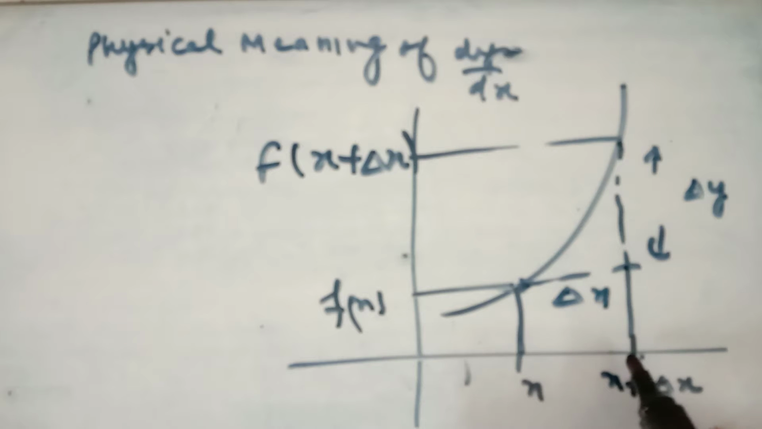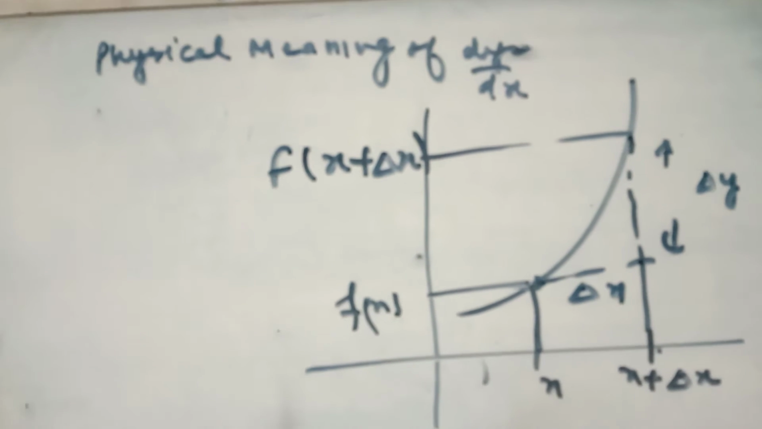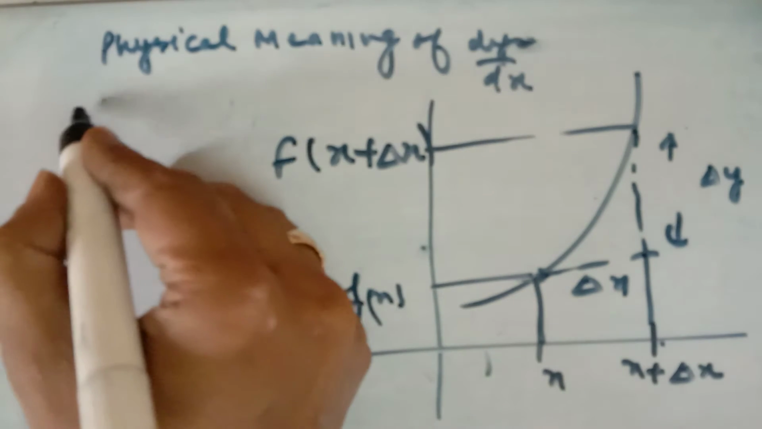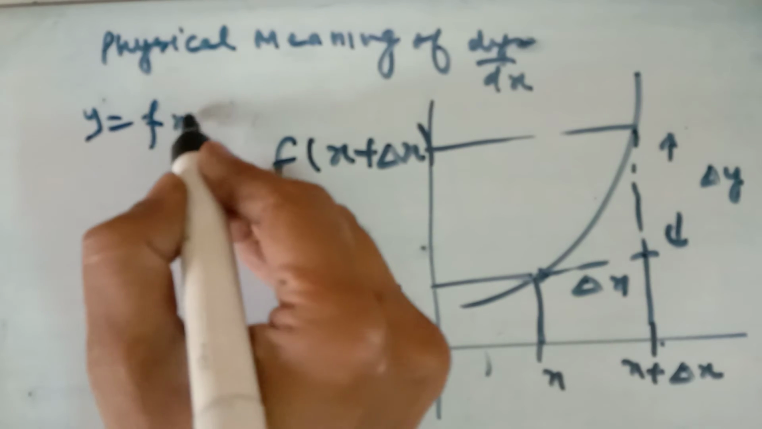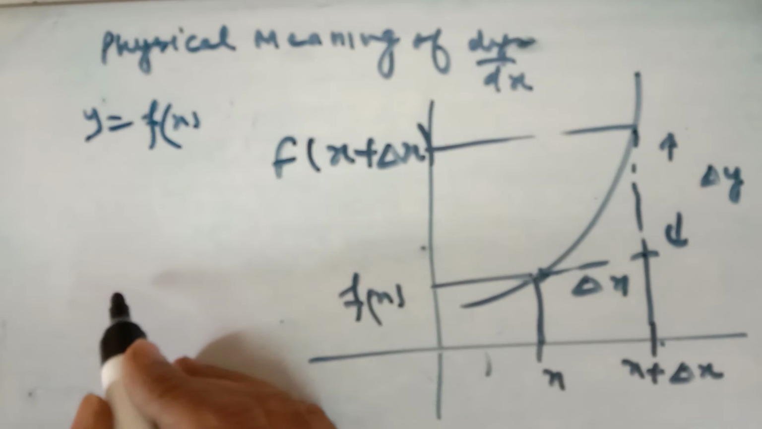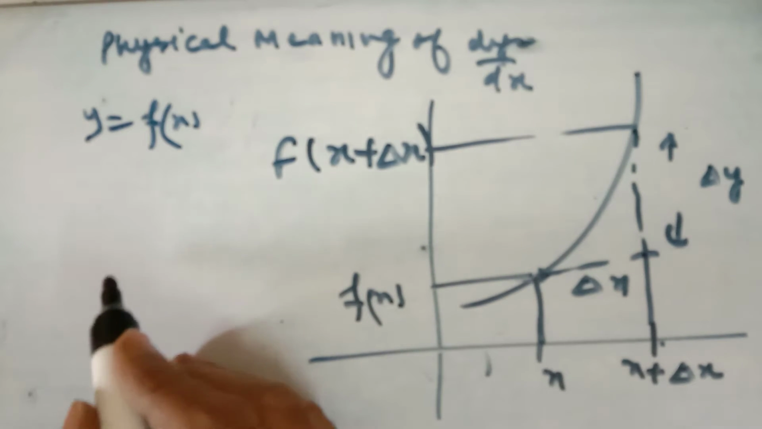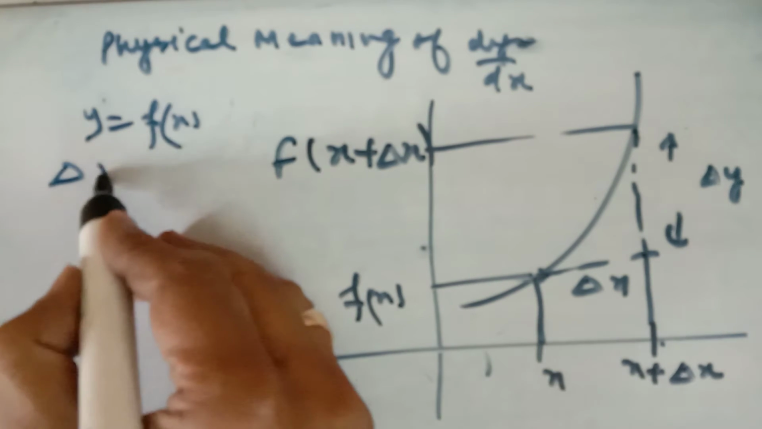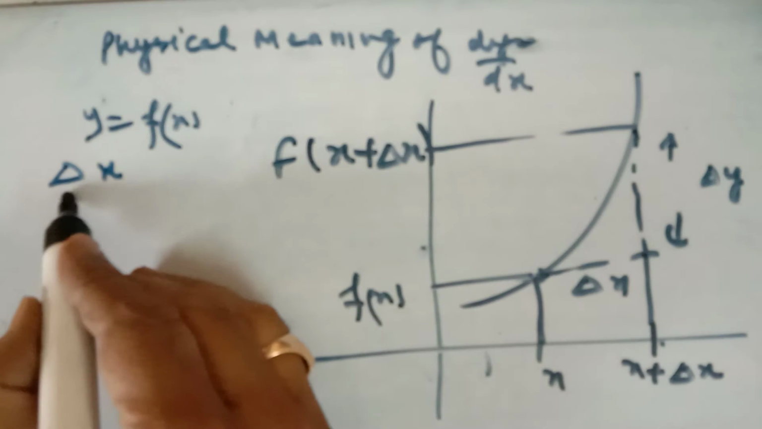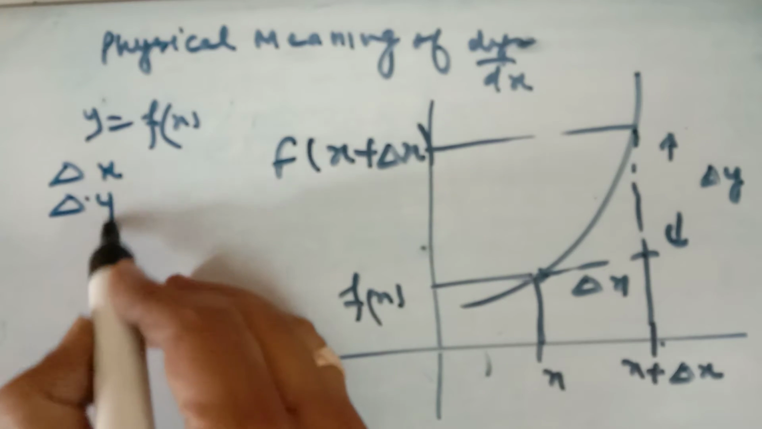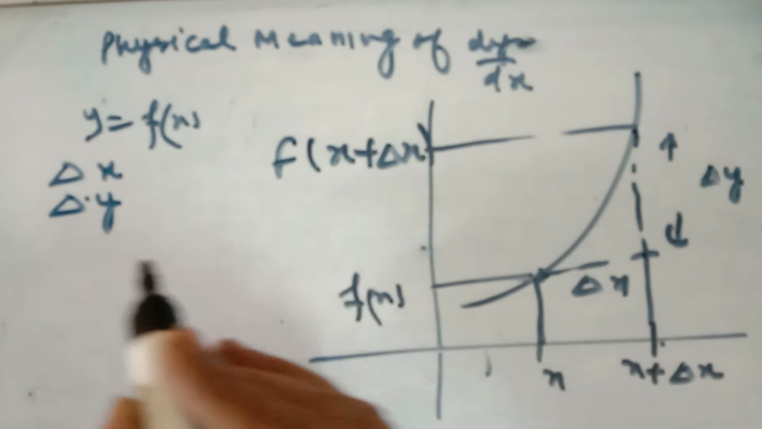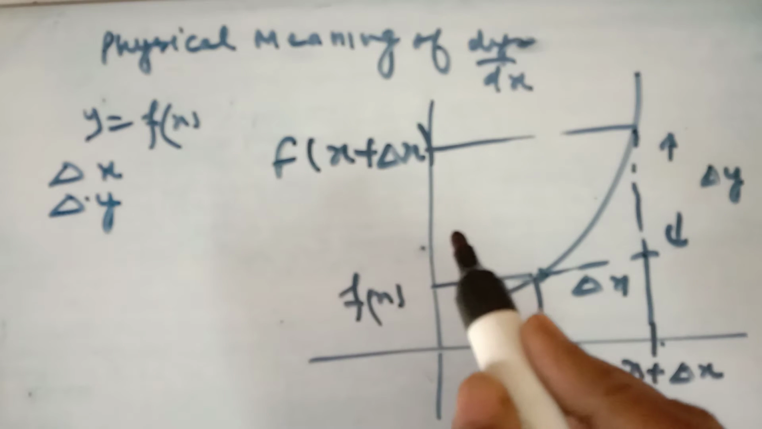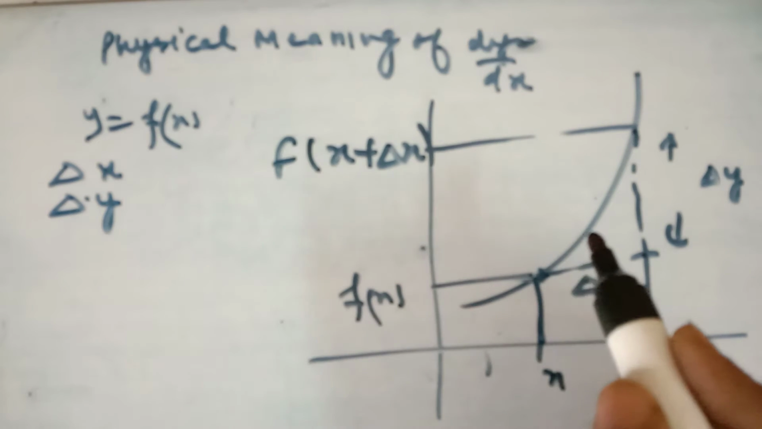So let there be a function y equal to f(x). Let small delta x be the small change in x, and the corresponding change in the value of y will be delta y.